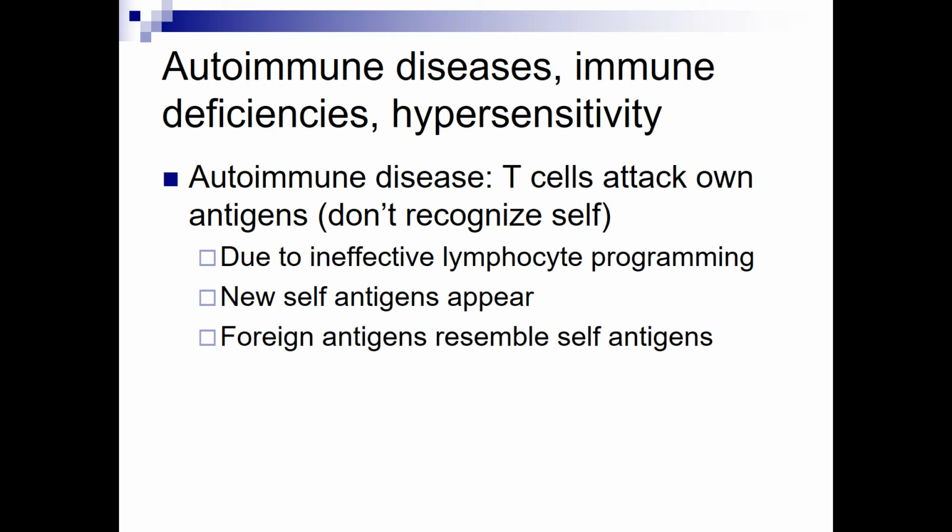Sometimes we don't. And if we don't get rid of them, then we may keep some around that have the ability to destroy our own body tissues, but may not be activated. Sometimes new self-antigens appear on our bodies, and then they start attacking those new self-antigens. Foreign antigens, again, may resemble self-antigens, and that's how it happens with type 1 diabetes.